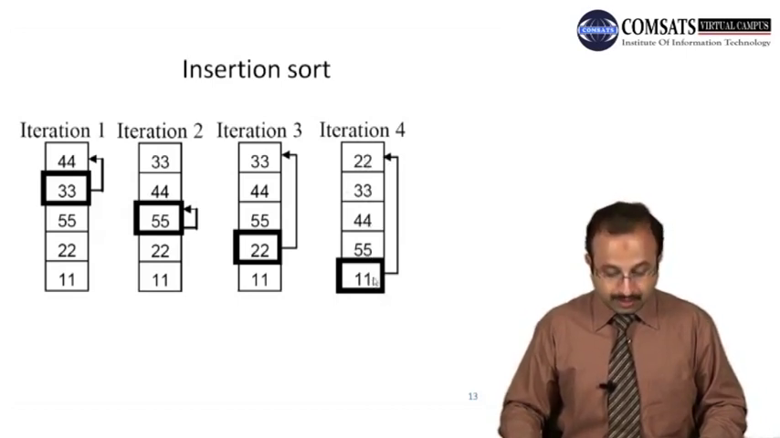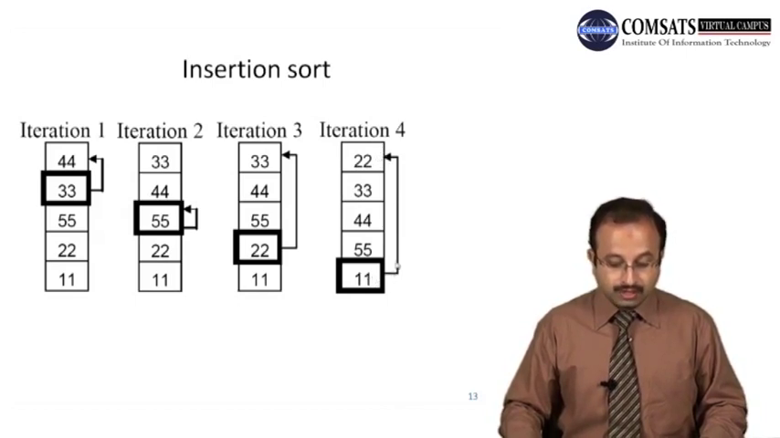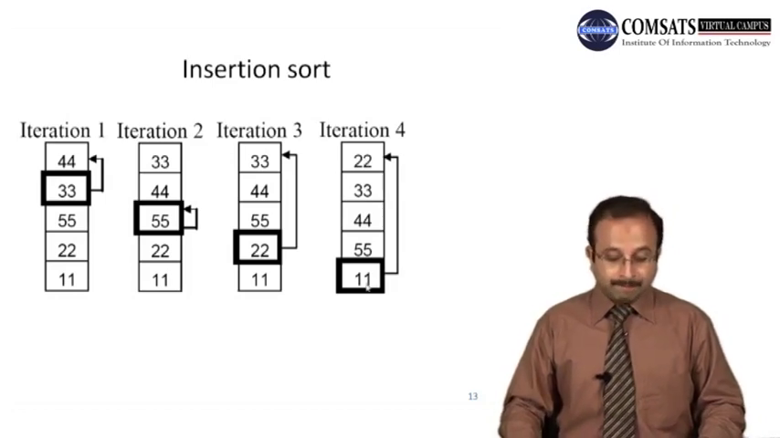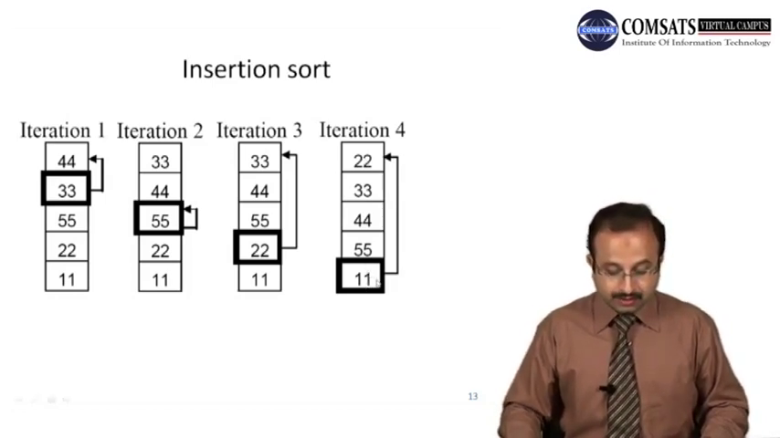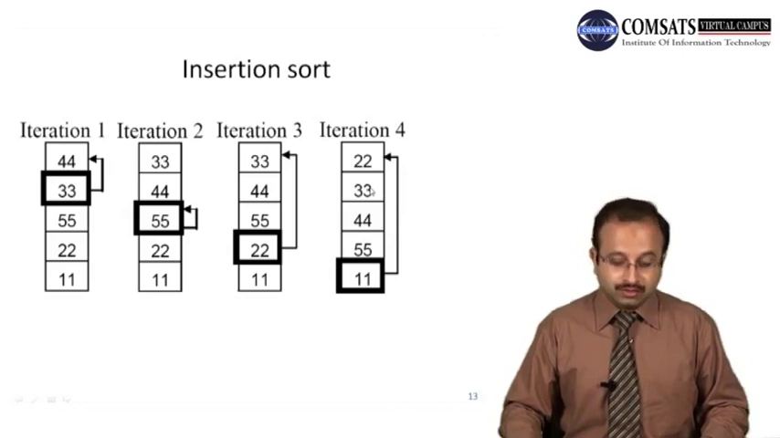Now you compare 11, the last index element, 4th index, with the 0th index. So 11 is smaller, it goes up, 22 goes down. Okay? And then you start comparing whatever value is here, that is 22, with 33. So 33 is larger, so 33 goes down, 22 goes up. Then the value is 33.